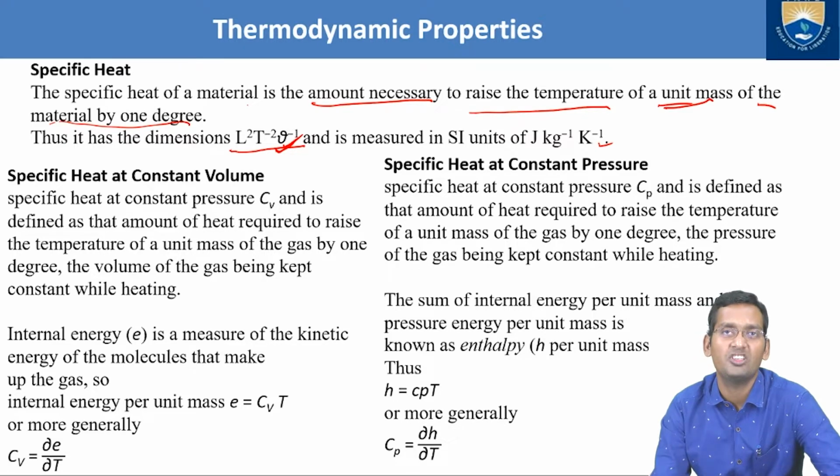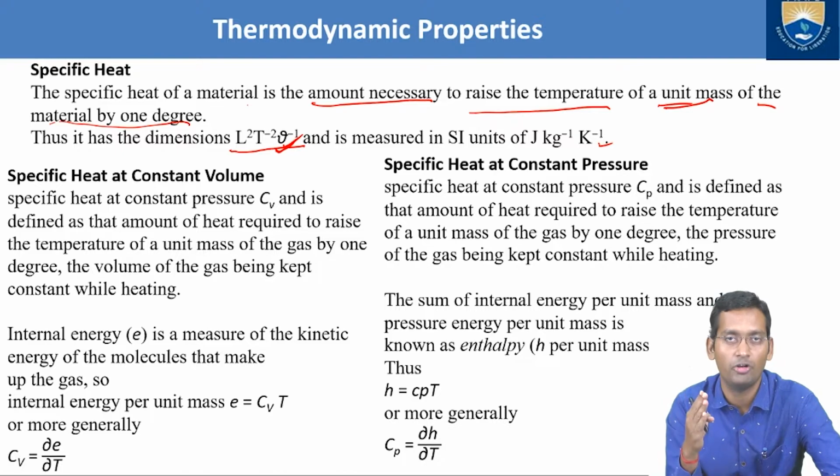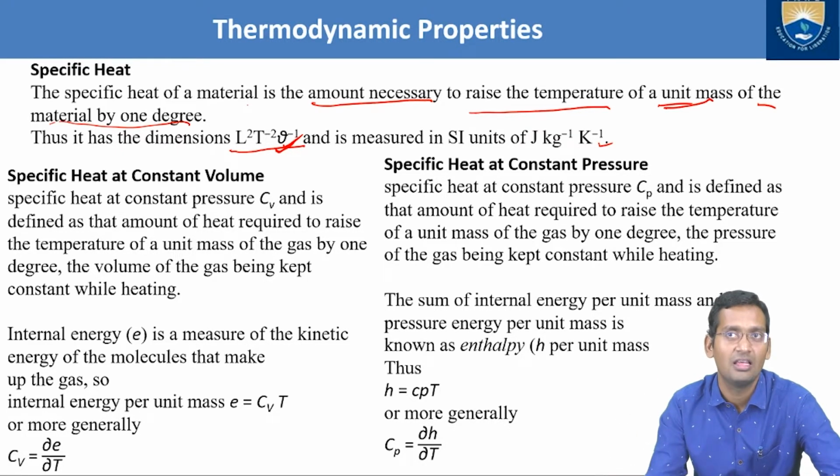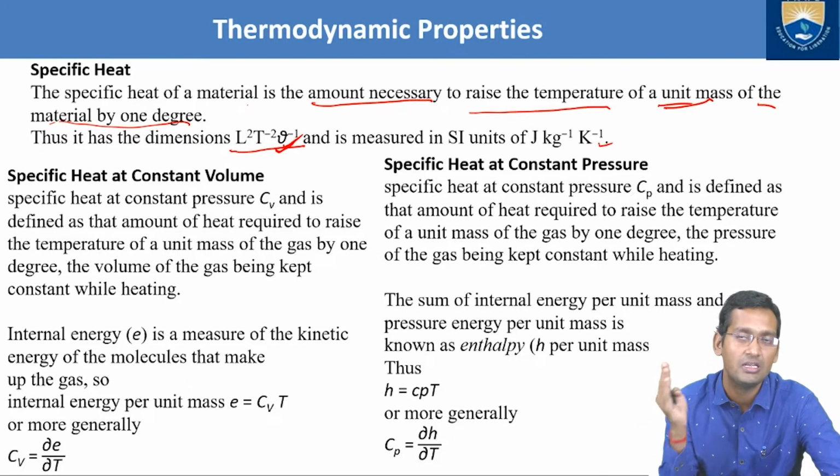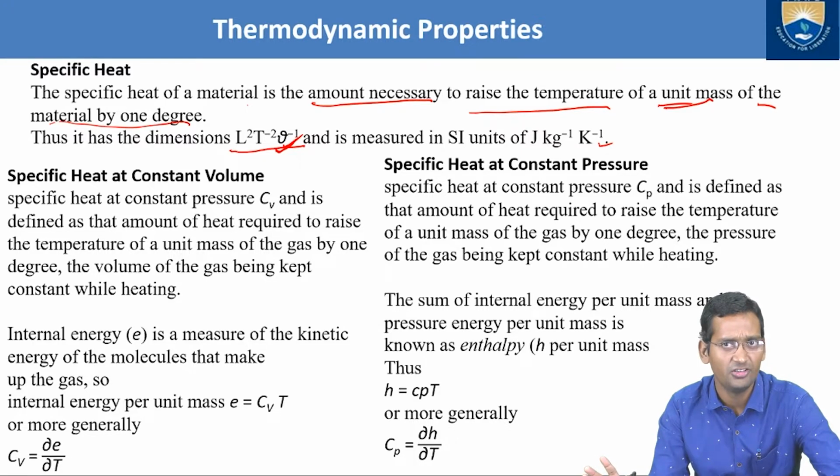Now there are two types of specific heat. The first one is at constant volume. Meaning, just keep the volume constant. Don't allow the volume to change. The second one is at constant pressure. So now pressure should be constant and the other things you can change.